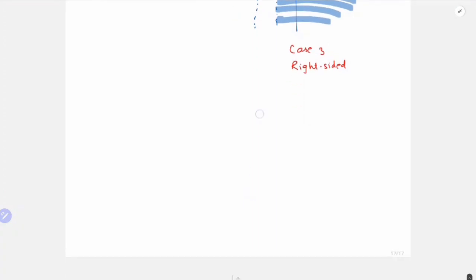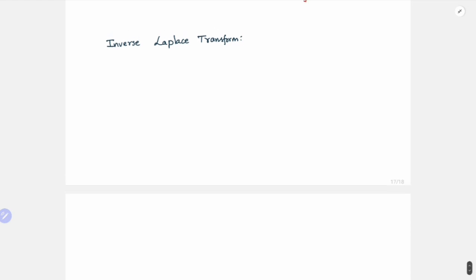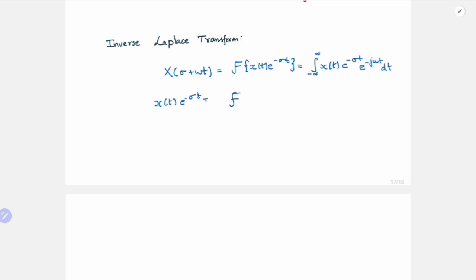Now let us see about the inverse Laplace transform. We are going to derive the inverse Laplace transform from the inverse Fourier transform. We already saw that the Laplace transform can also be represented as a Fourier transform, right? So the Fourier transform of the signal x of t e power minus sigma t is nothing but the integral from minus infinity to infinity of x of t e power minus sigma t e power minus j omega t dt. So then x of t e power minus sigma t is nothing but the inverse Fourier transform of this X of sigma plus j omega, right?